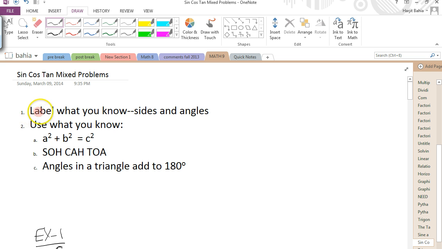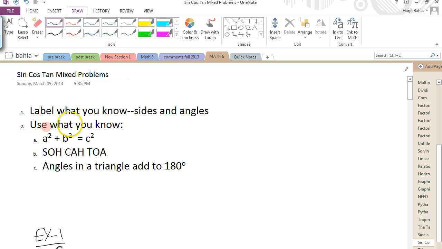One is that you should label what you know. If you get a word problem and it tells you the lengths of some sides, don't be a hero and try to do it off the top of your head. Draw out a right angle triangle and label the sides and the angles. Once you have a diagram in view in your mind, then you can figure out what tactics you need to solve it. And then, what are your tactics?